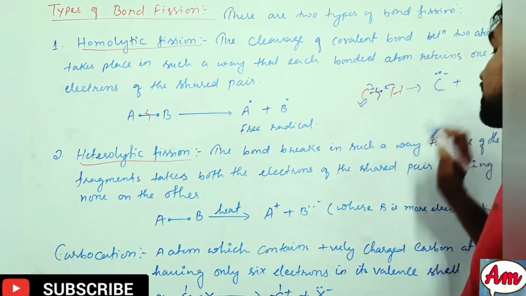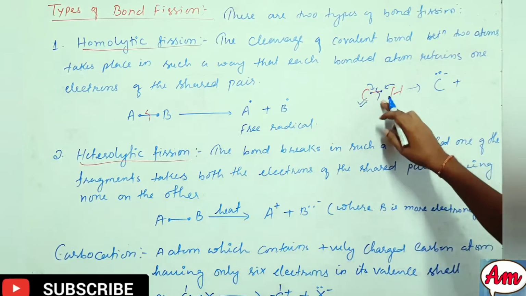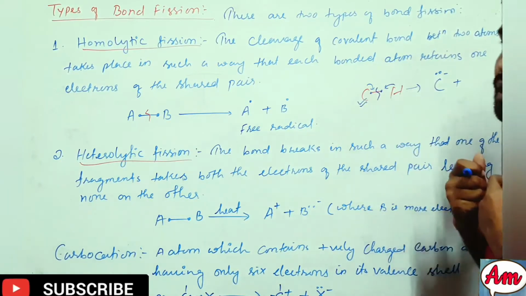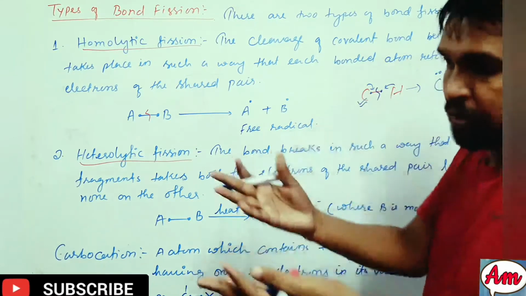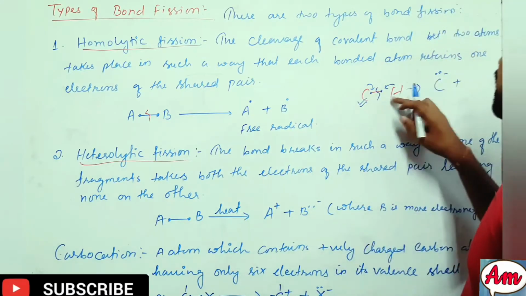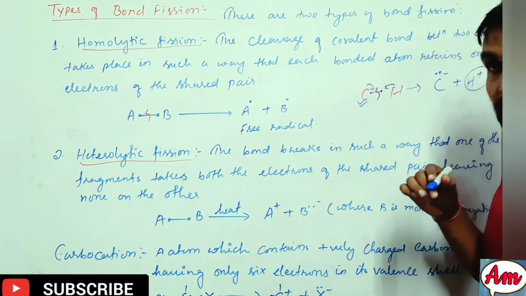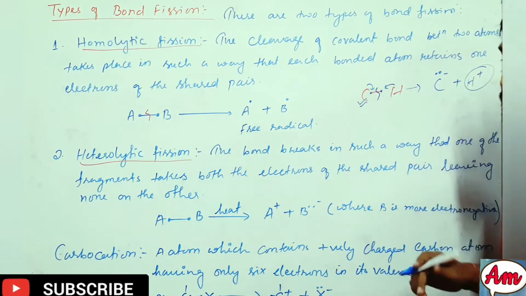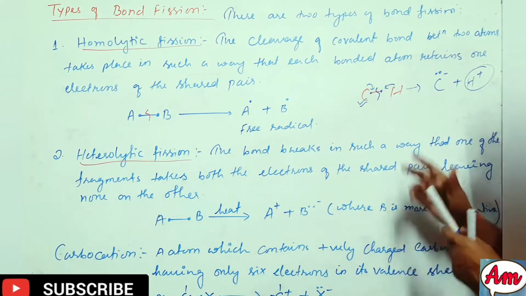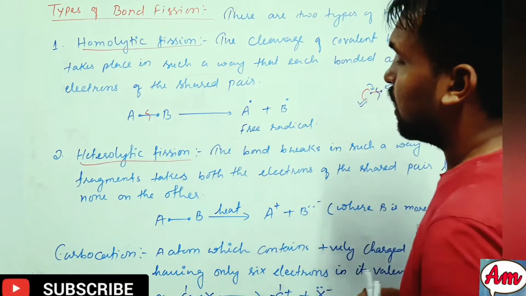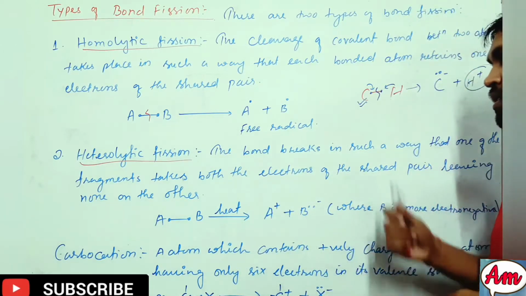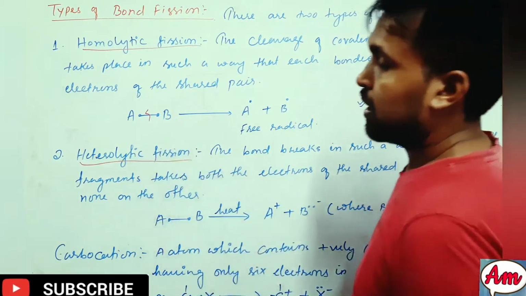As a result, carbon will get a negative charge, and hydrogen is giving away its electrons, not willingly but forcefully. So hydrogen will get what? A positive charge. Okay, got it or not? Hydrogen will get a positive charge. So that is called as what? Heterolytic fission. Now let us see what the definition of heterolytic fission is.